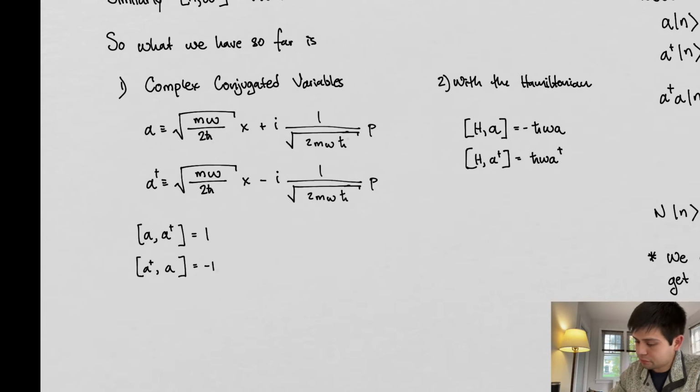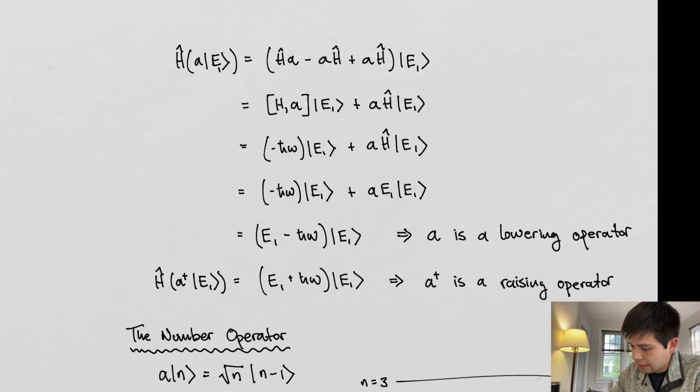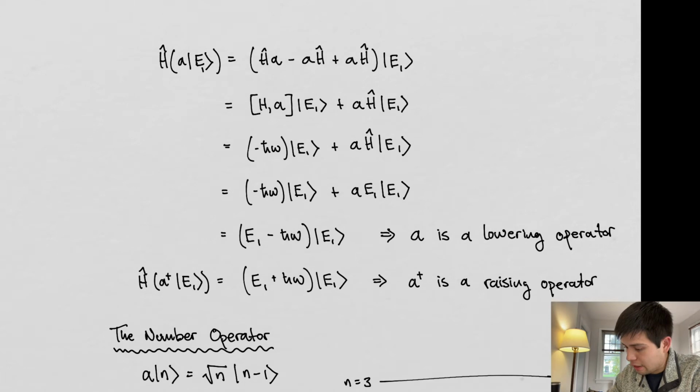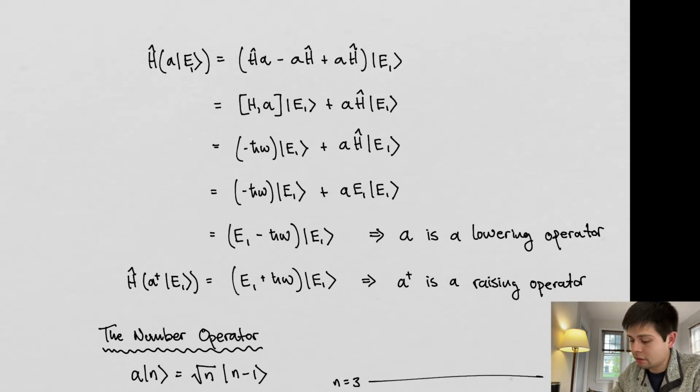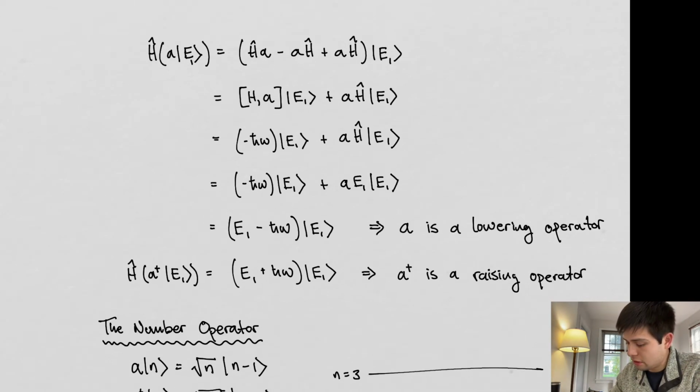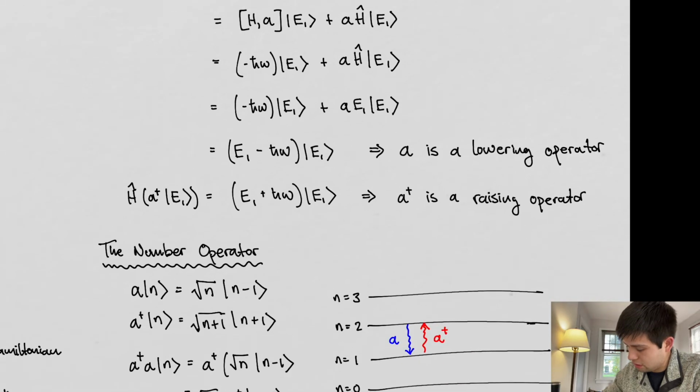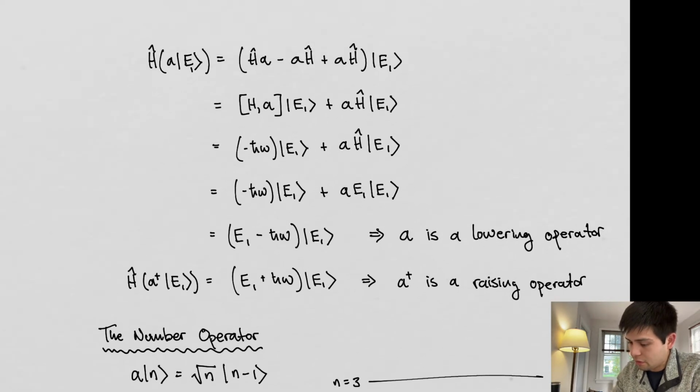Now, let's take a look at how these are physically relevant. When we start to consider the Hamiltonian acting on this, what is this? This is an energy. This is the energy of some particle, say. And we're acting on that energy with this operator.